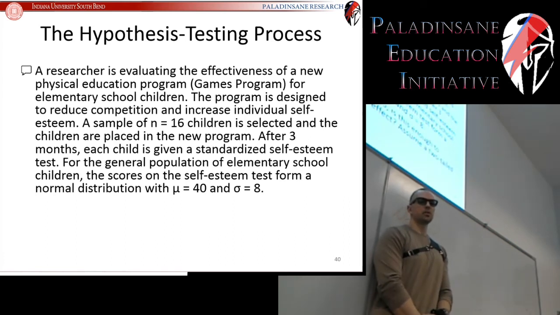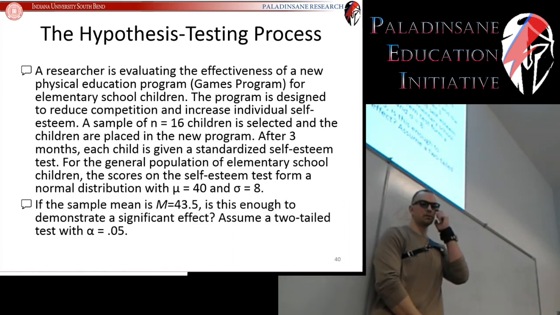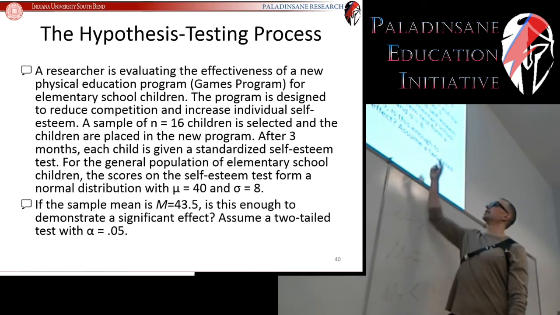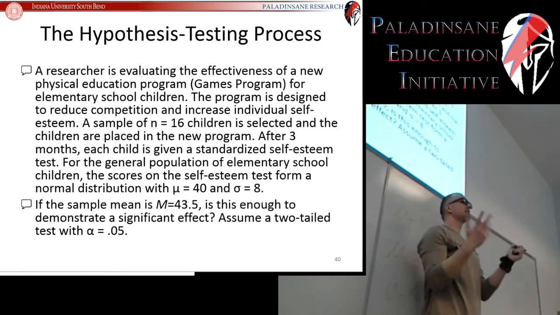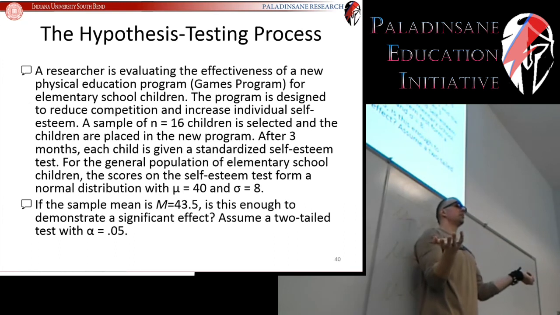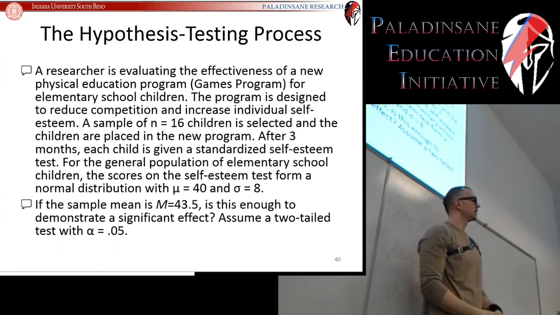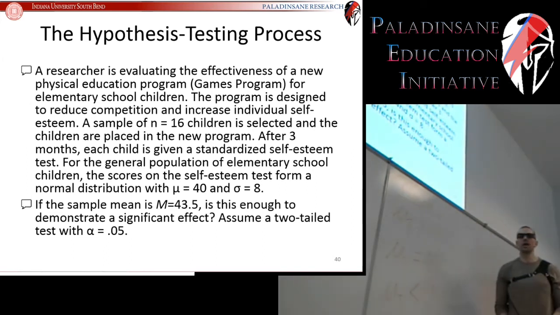If the sample mean is 43.5, is this enough to demonstrate a significant effect? Assume a two-tailed test with an alpha of 0.05. So that's what we did first. We chose to do a two-tailed test with an alpha of 0.05, asking, does the self-esteem intervention, does this games program make a difference in self-esteem? But notice that we're not interested in makes a difference. We're interested in an increase.